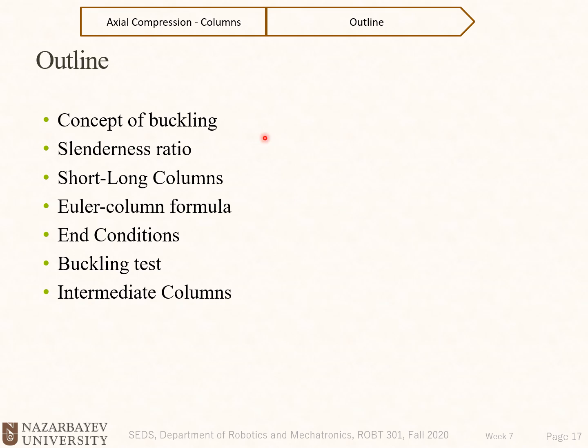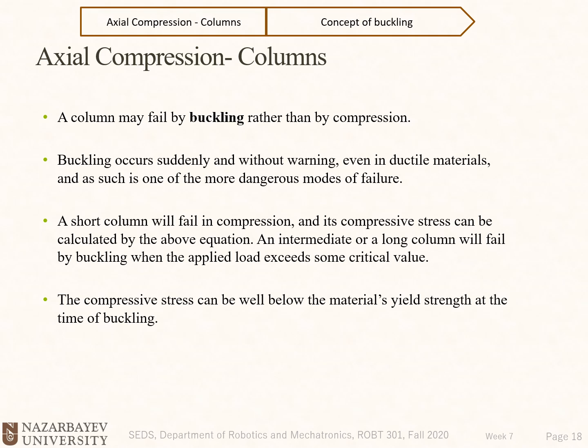The outline of this section is as follows. We'll talk about the concept of buckling, slenderness ratio, short-long columns, Euler column formula, end conditions, buckling tests, and intermediate columns. A column may fail by buckling rather than compression. Buckling occurs suddenly and without warning, even in ductile materials, and as such is one of the more dangerous modes of failure.